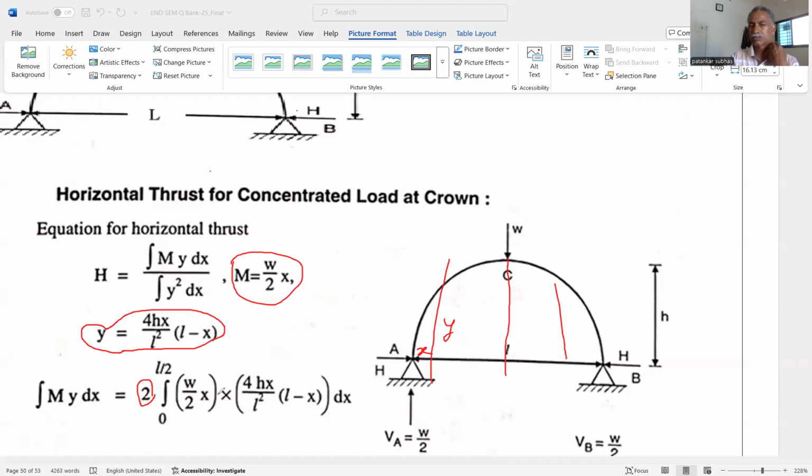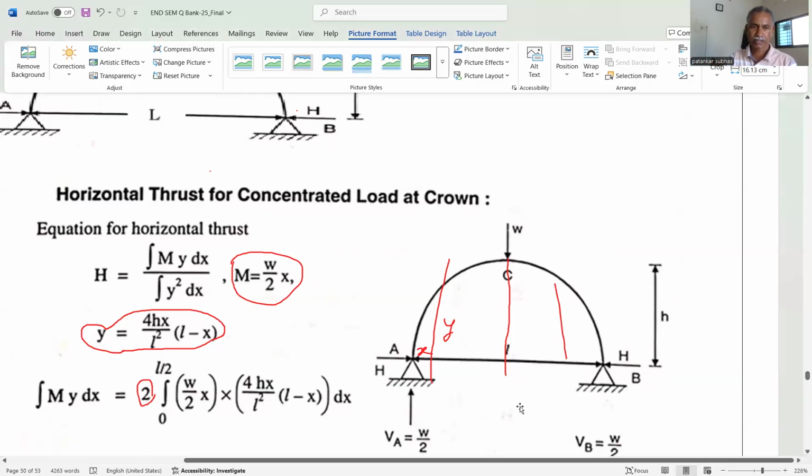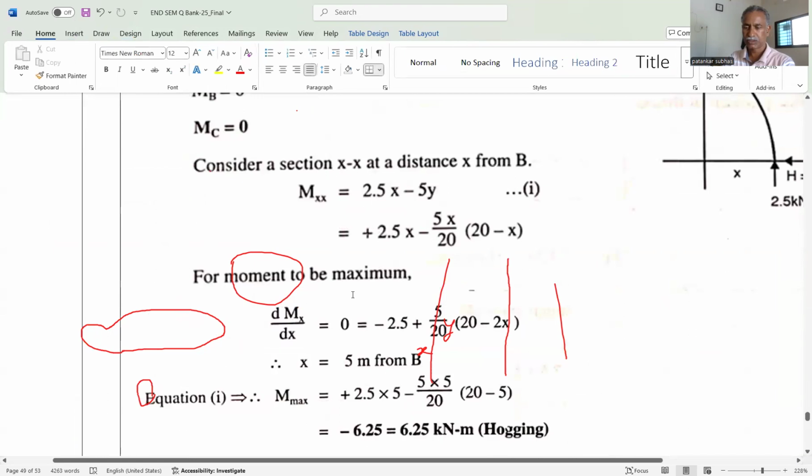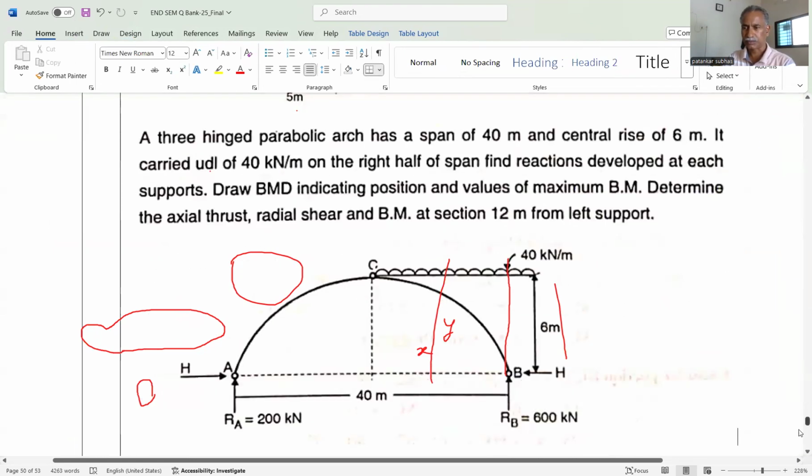So solve this equation, W by 2 into x into y, that is 4hx divided by L square into L minus x. After solving this, we get the integration of m into y dx, that is the numerator.